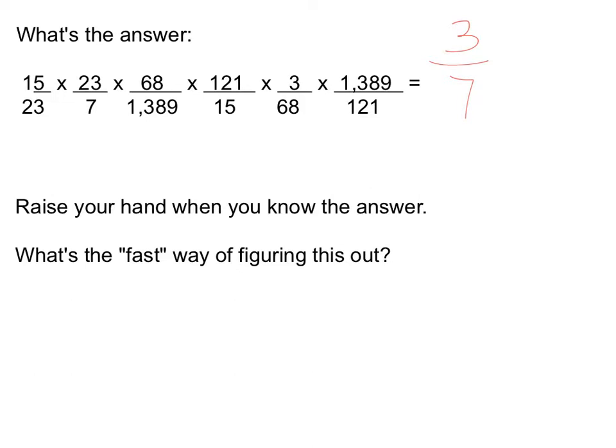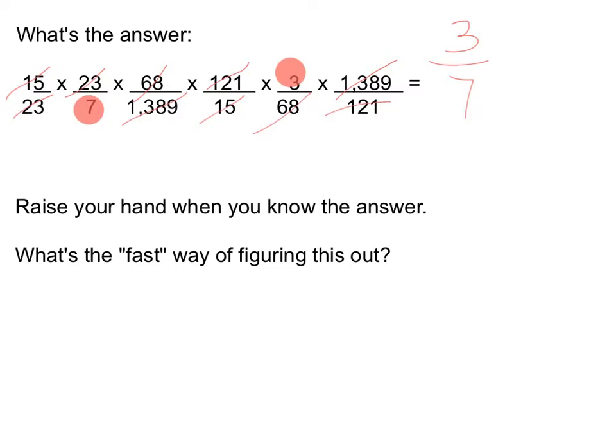So the easiest way to do this is you see 15 on top is going to cancel out 15 on bottom. Again, notice they don't have to be side by side. As long as one is on top and one is on bottom, it doesn't matter how far apart they are on the number lines. So 50 on top, cancel out 50 on bottom. 23 on top, cancel out 23 on bottom. 68 cancels out 68. 121, cancel out 121. I have 3 on top. I don't have 3 on bottom though, so that doesn't cancel out. But 1,389 cancels out 1,389. So all I am left with is 3 divided by 7.